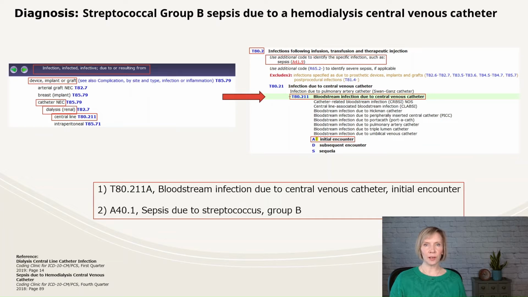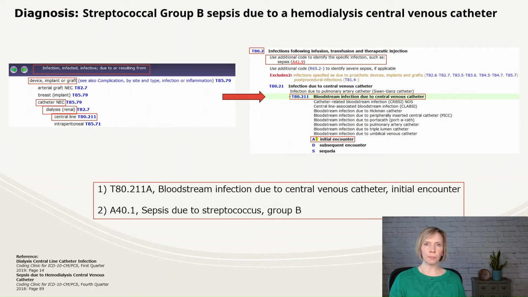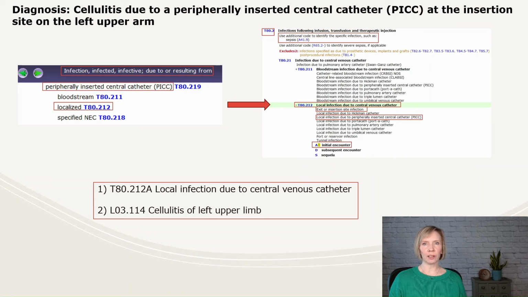It's important to note that although this is a hemodialysis catheter, it has been specifically identified as a central venous catheter. As a result, as you can see by the indexing, it should be coded to T80.211 for bloodstream infection due to central venous catheter, rather than being coded under T82.7. This is because code assignment is based on the location of the catheter as a central venous catheter rather than its function for hemodialysis. Now let's look at some examples of a local infection caused by central venous catheters.